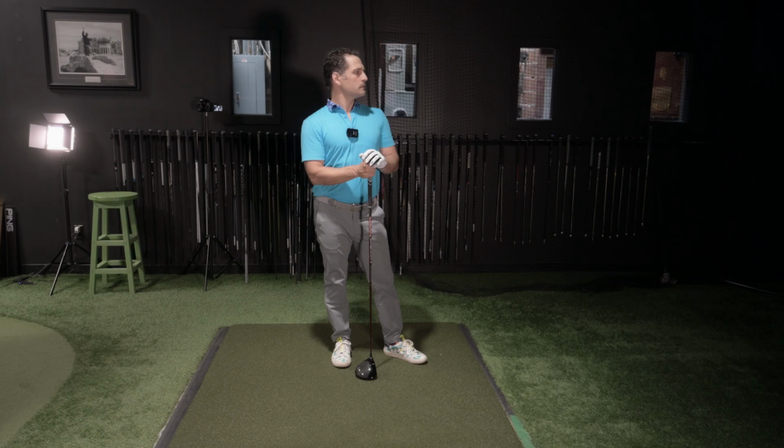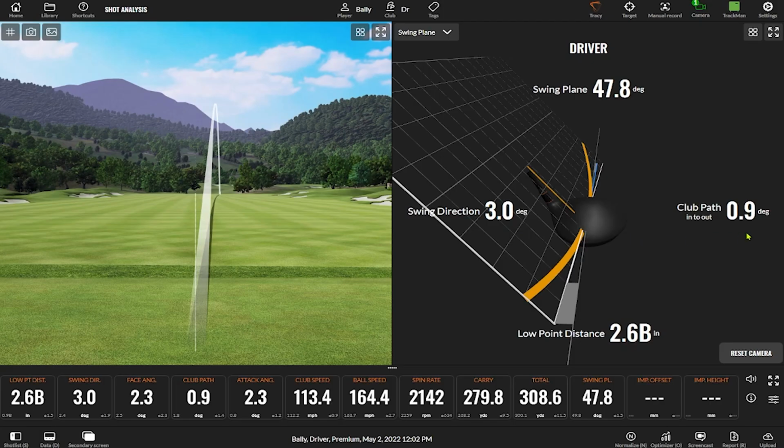But we can see that when you hit up on that a little bit, what ended up happening is that bent the club path a little bit more to the left than the swing direction. So even though you swung 3 to the right, your path was only basically 1 to the right, and we hit a very straight little fade there. Very efficient numbers, 280 carry, 310 total. Very, very nice if you can hit that all day.